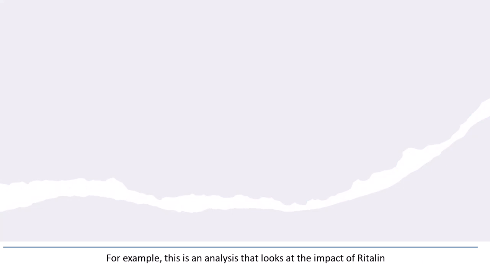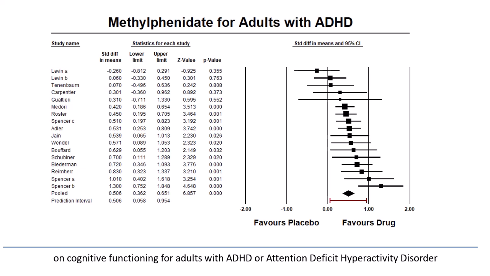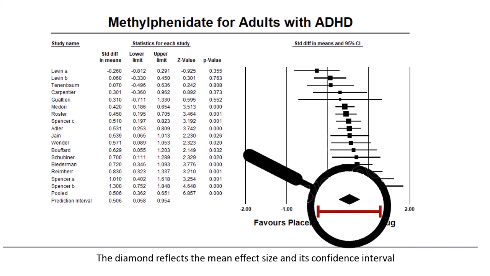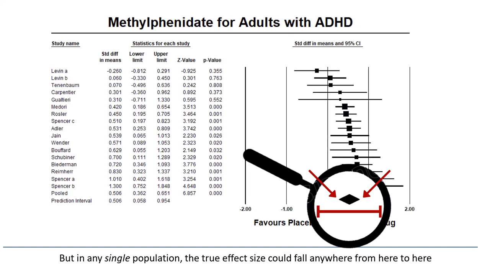For example, this is an analysis that looks at the impact of Ritalin on cognitive functioning for adults with ADHD, or attention deficit hyperactivity disorder. You will learn how to create and interpret a forest plot that looks like this. The diamond reflects the mean effect size and its confidence interval, while this line reflects the prediction interval, or the dispersion in effects. The mean effect size falls in this range, but in any single population, the true effect size could fall anywhere from here to here.